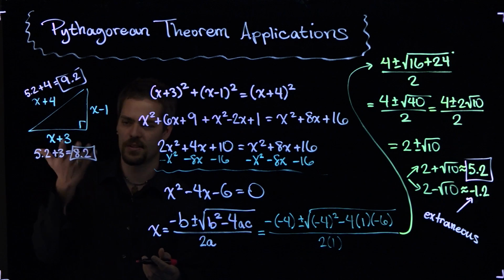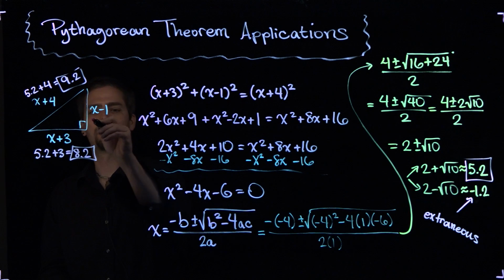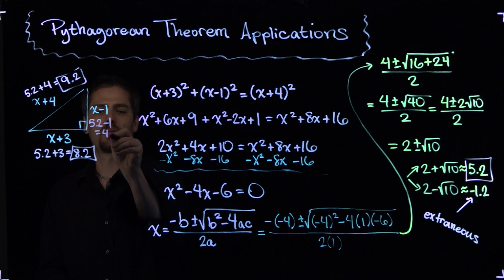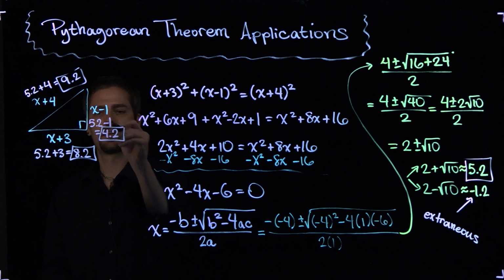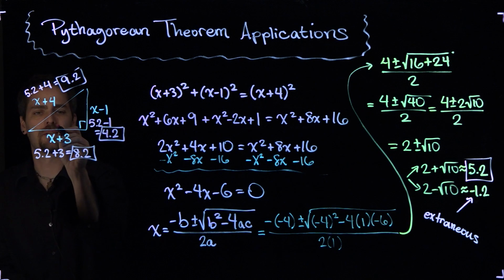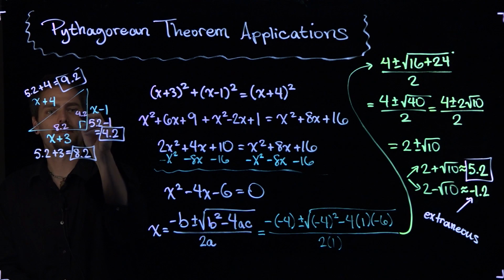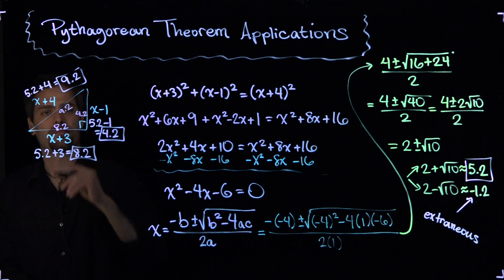Units, I didn't give these units, so I'll just call it units generically. And then 5.2 minus 1, running out of space here, gives me a 4.2, and that's this length of the triangle. So here, I'll stick that on the inside. 8.2 here, 4.2 here, 9.2 here.